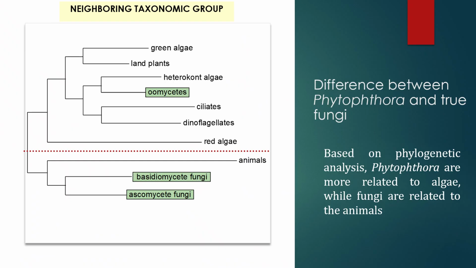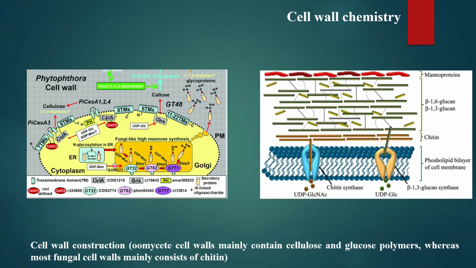However, recently, based on phylogenetic analysis, scientists have discovered that Phytophthora is actually more closely related to the algae than the fungi. And this surprising relationship led them to classify Phytophthora separately from the true fungi.